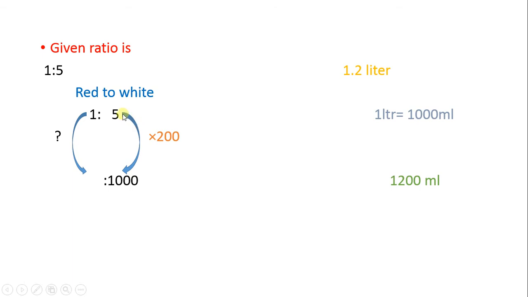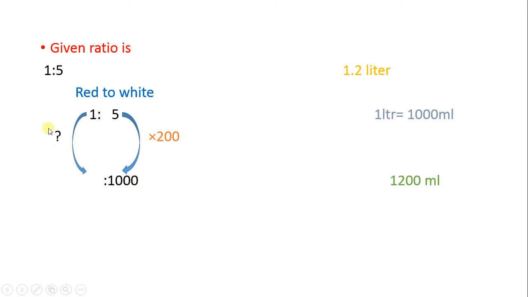They said that 1 liter is white paint. So first of all, we have to see how many liters they have given. 1.2 liters means, in 1 liter we have 1000 milliliters. So 1000 milliliters, or 1 liter, we can say is 5. How can we get from 5 to 1000, and which factor do we have to multiply with the 5? When I multiply 200 with the 5, I get the value 1000 for the white.